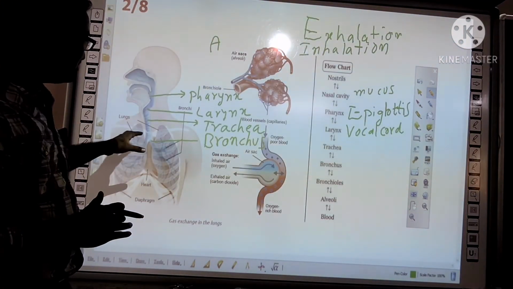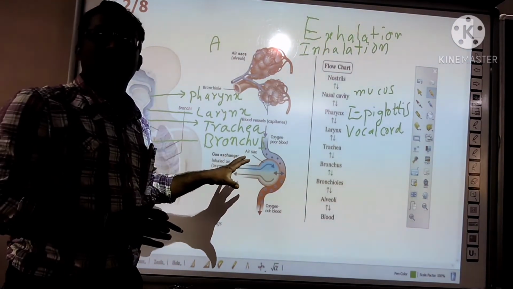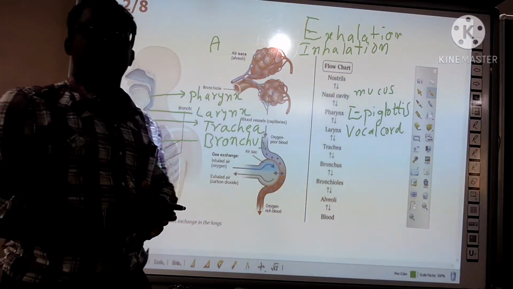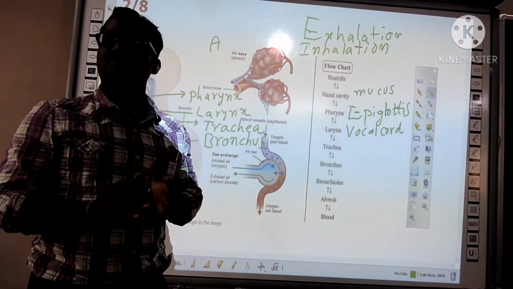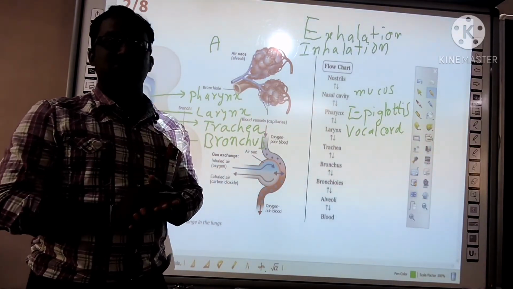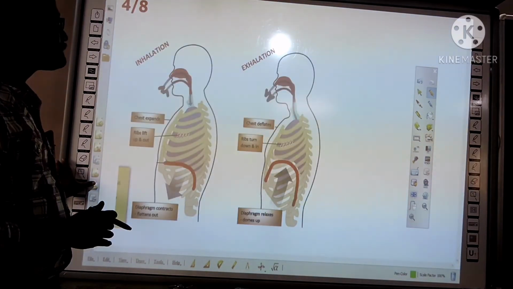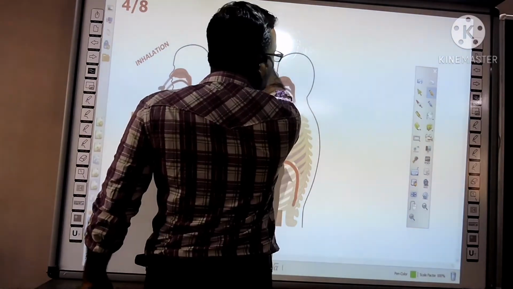So here we discussed how air enters the lungs and the carbon dioxide present in the lungs enters the atmosphere. How is it happening? What is the mechanism behind this breathing process? Let us focus on it. So, mechanism of breathing.